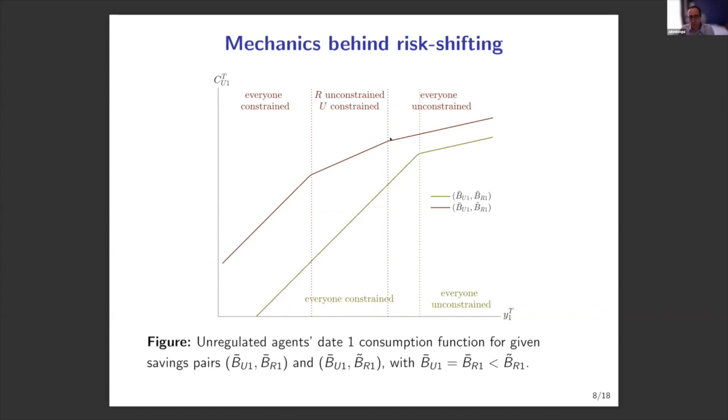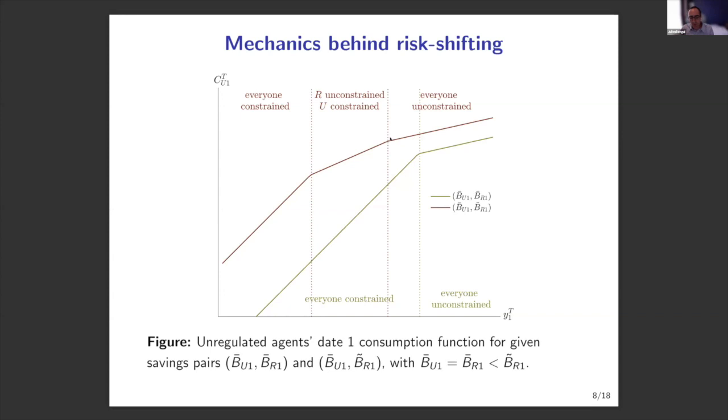That's going to reduce the vulnerability of the economy on that front. But then the unregulated will increase the borrowing and indebtedness because they're going to be faced with a safer environment where they have to do less precautionary savings because crises are not as bad as they would otherwise be.